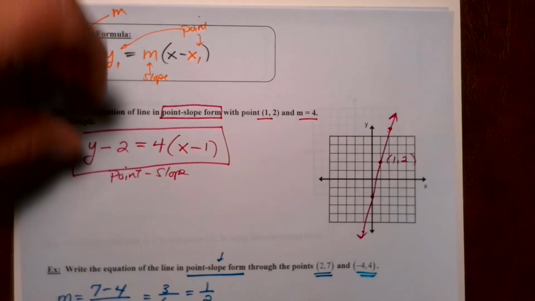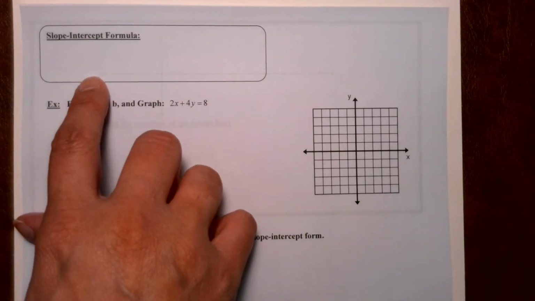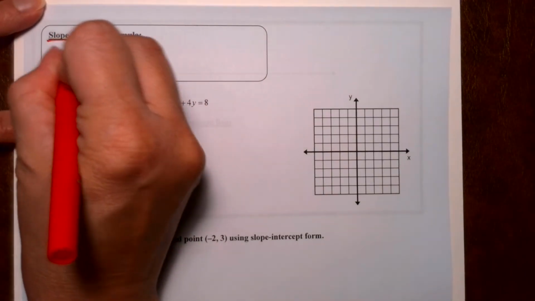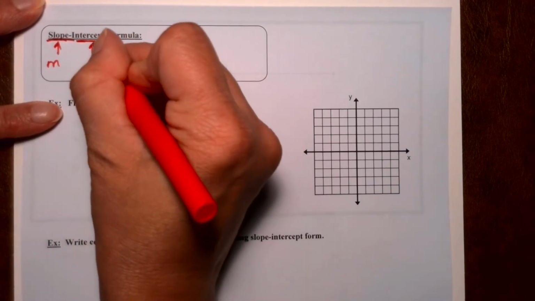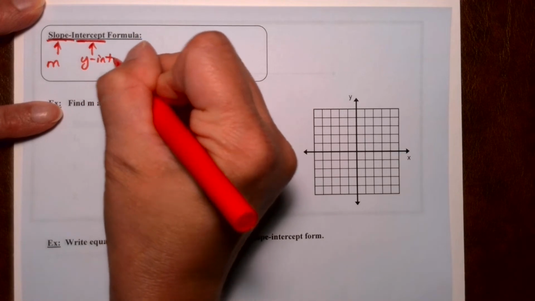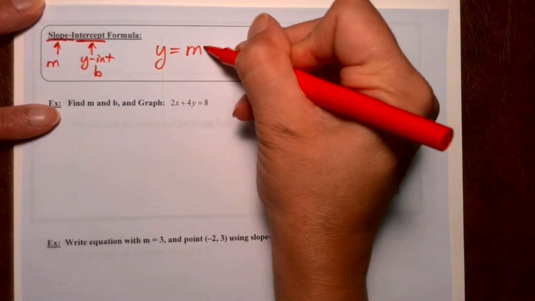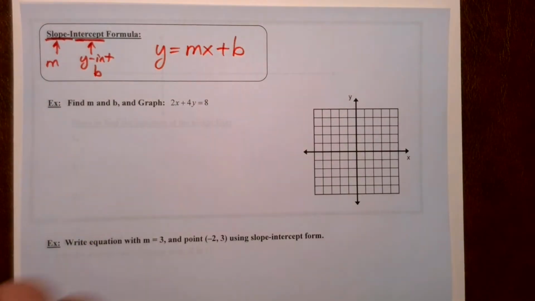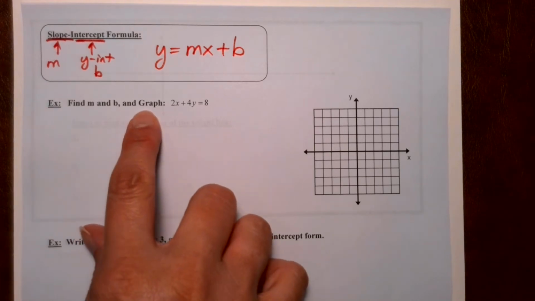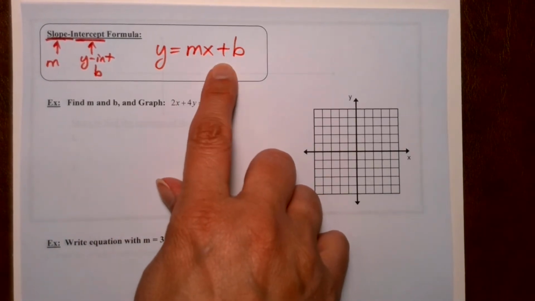Well, let's keep going. Slope-intercept. This is the one most people remember. Slope is m, and intercept is the y-intercept, which is the letter b. y equals mx plus b. All right, so let's find the m and the b and let's graph it. But you can't do it when it's like this. It has to be written in the correct form.